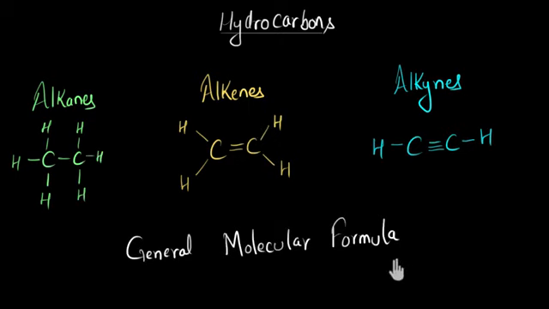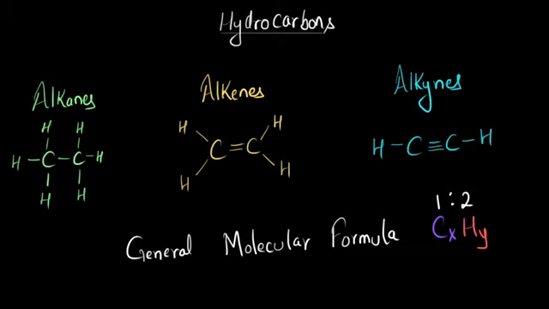Well, what is that? A general molecular formula gives a relationship between the number of carbon atoms and the hydrogen atoms in a particular family. For example, in the alkene family, for every carbon atom, you have twice the number of hydrogen atoms. Okay, that's the relationship. Now, if you're wondering why this is important, how is this helpful?